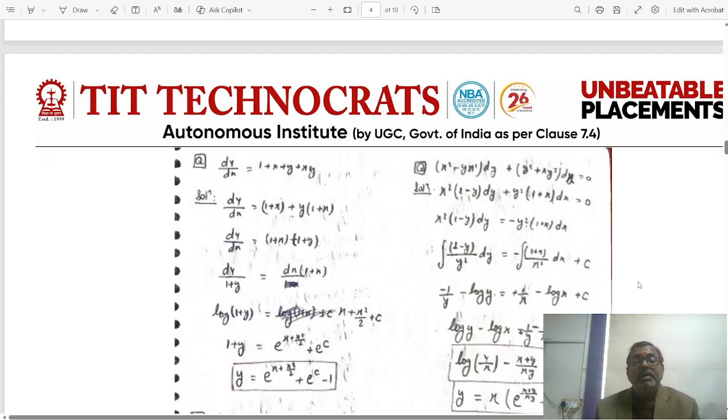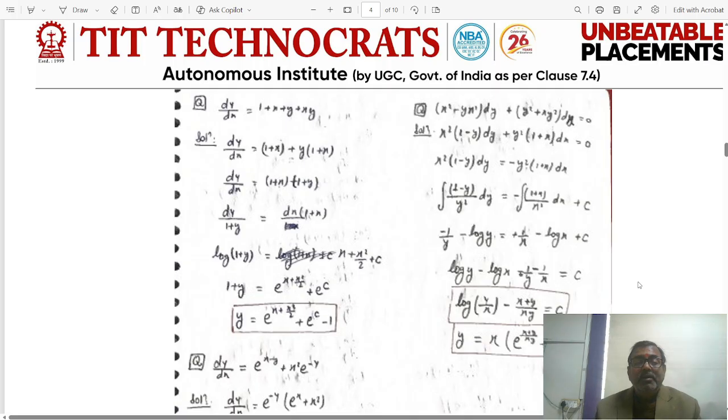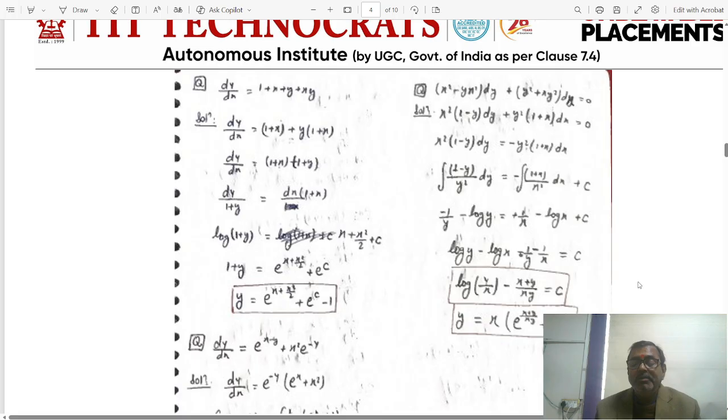Another example is dy/dx = 1 + x + y + xy. On simplification, we can write dy/dx = (1 + x)(1 + y). Also, we can write 1/(1 + y) dy = (1 + x) dx. Now on integrating, log(1 + y) = e^x + x²/2 + e^c. So y = e^x + x²/2 + e^c − 1. That is the required solution.